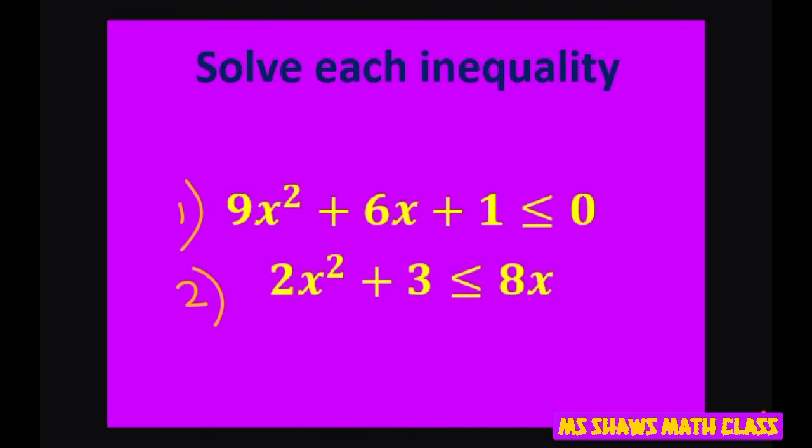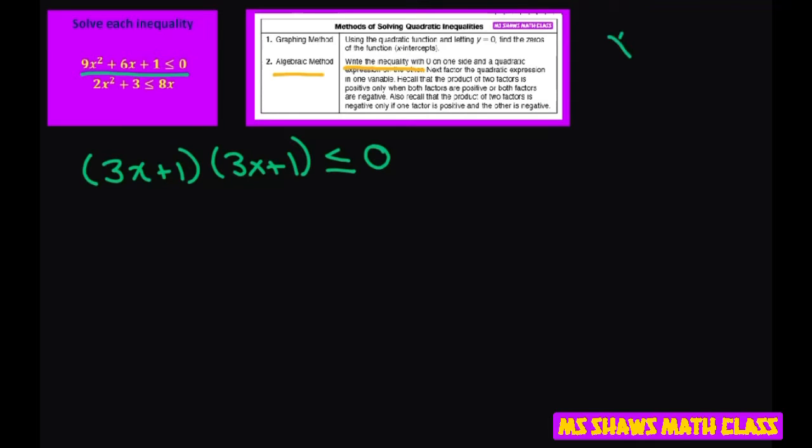Alright, so for the first one, what you want to do is write the inequality with 0 on one side and the quadratic expression on the other. It's already written that way, so all we have to do is factor this. It's a perfect square trinomial, so this is just 3x plus 1 times 3x plus 1. And we want this to be equal to 0 or less than 0, so negative. If we just solve for x, we get x equals negative 1/3.